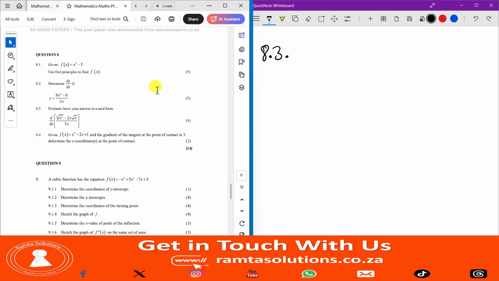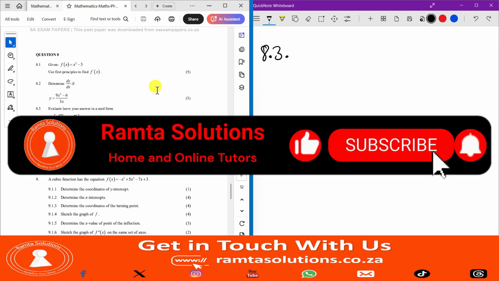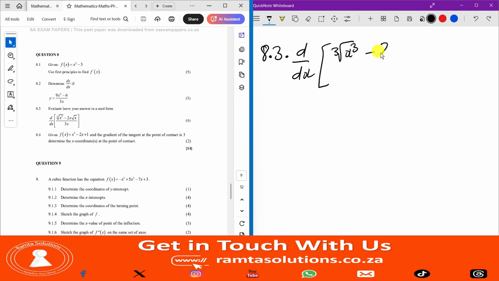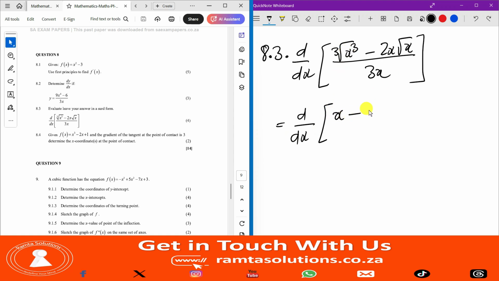8.3. Let's see. Evaluate, leaving your answer in surd form. Did you hear this? Leaving your answer in surd form. So let's see. d dx of (cube root of x cubed minus 2x times square root of x) all over 3x. So let's try to simplify the numerator first. Cube root of x cubed is similar to saying x, minus 2x times x to the half, all over 3x. Okay, we're not yet done.